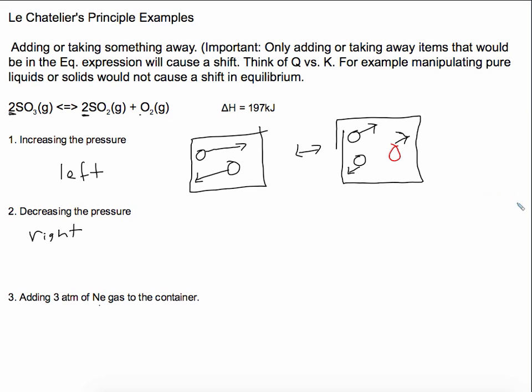Okay, now adding neon gas. So let's say that we put neon gas in the container. Well, here's the thing about adding a neon gas. The neon gas is not going to affect the partial pressure of the gases in this equilibrium expression. So whenever you add an inert gas, which is normally a gas that's not going to react and use up any of these or make more of any of these, adding an inert gas has no effect, so no change, no shift.